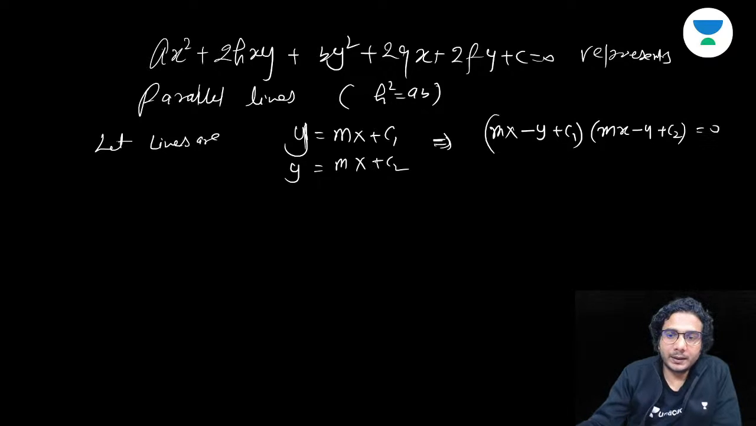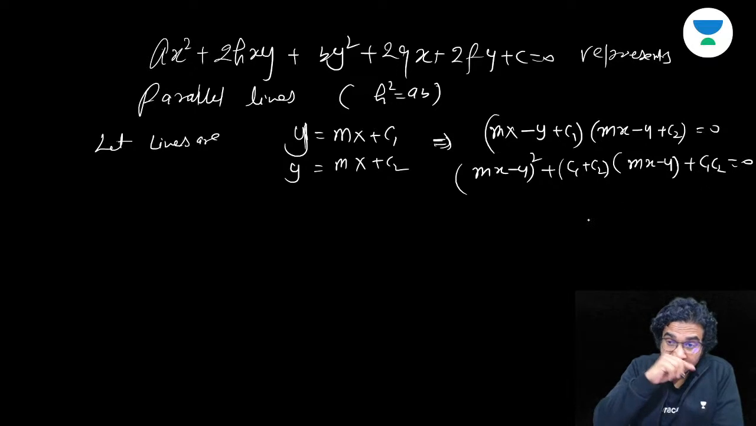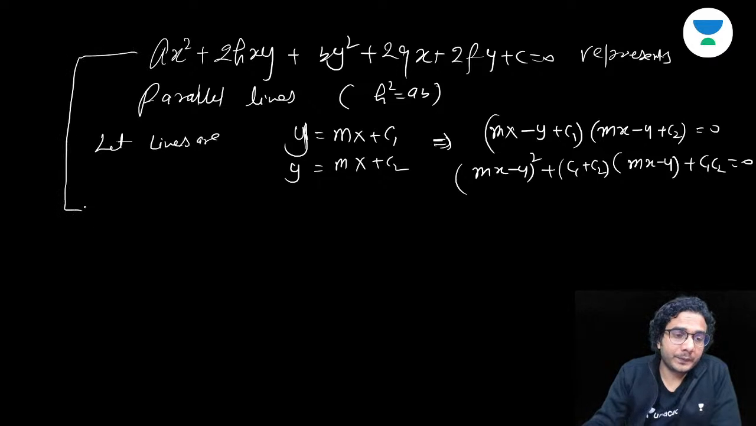And if you open it, it is going to be like this: mx minus y the whole square plus c1 plus c2 into mx minus y plus c1 c2 is equal to 0. To compare in this form, you need to write this as a perfect square. You can write this equation as ax square plus, put the value of h. H is actually under root of ab.